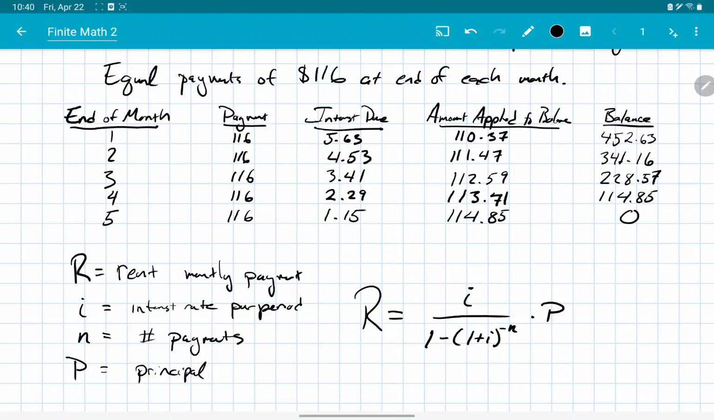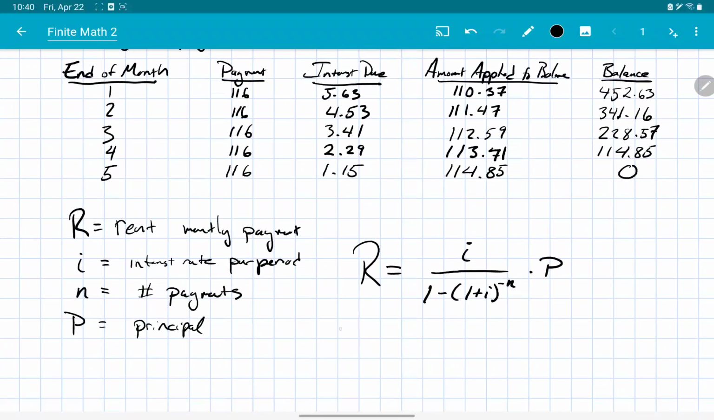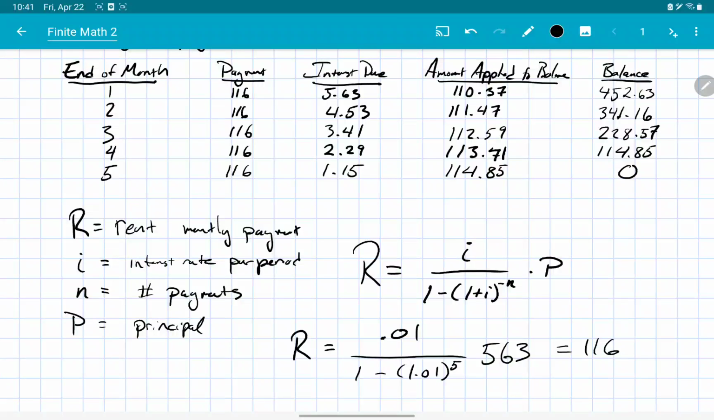And if we apply this to the problem we just did, let's show how this works. The interest rate is 1%, so it's 0.01, over 1 minus 1.01 to the 5th power, because there's 5 periods, and the principal is 563. If we compute that, we will get 116, which you can check if you have your calculator open and care to be curious about that. But that's how we would have done that for the previous problem, to find out the monthly payment.